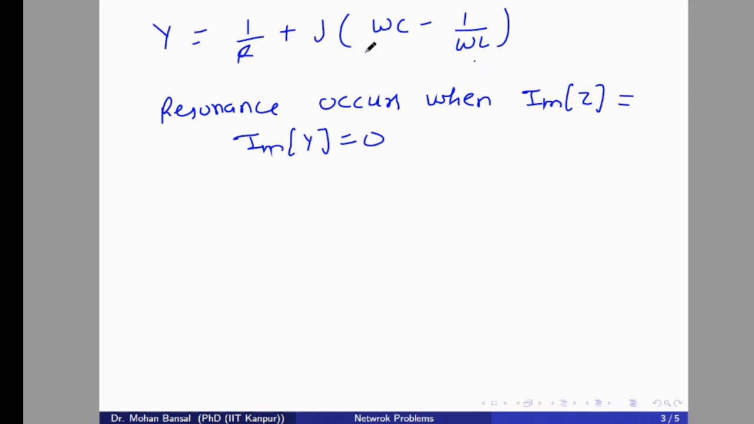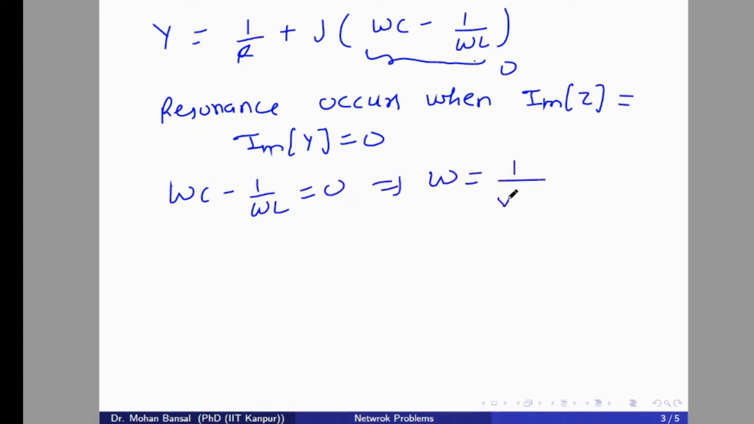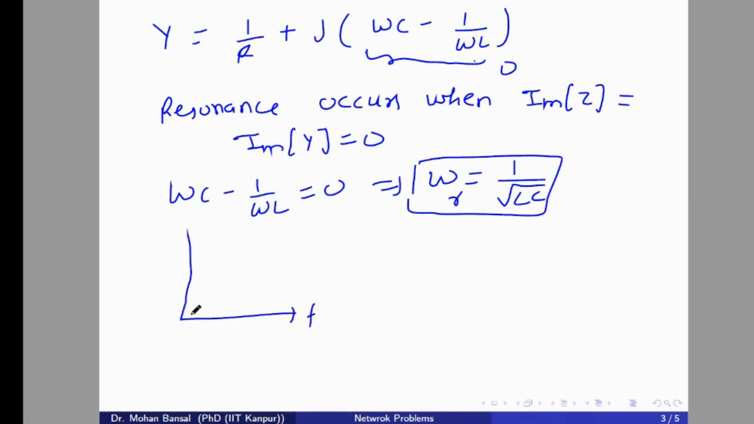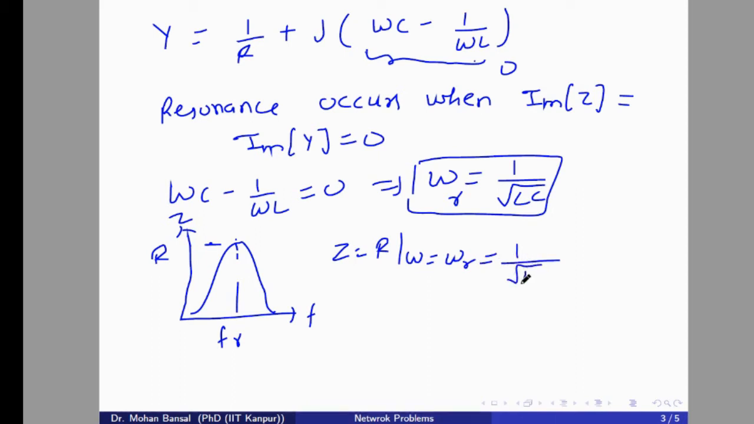If we consider omega C minus 1 divided by omega L equal to 0, then we will get the value of omega, that is 1 divided by root LC. This is the frequency at which resonance occurs. What is the meaning of resonance? If we plot the impedance in terms of the frequency F, this is the resonance plot, and the peak occurs at F equal to FR, and the value of the impedance is equal to R. So Z is equal to R at omega equal to omega R, which is 1 divided by root LC.